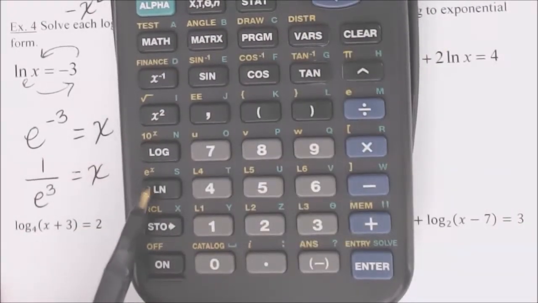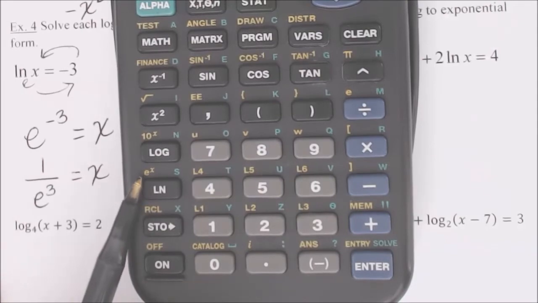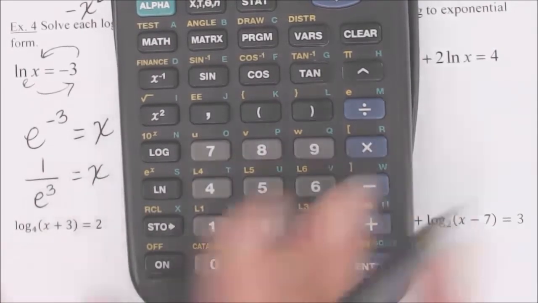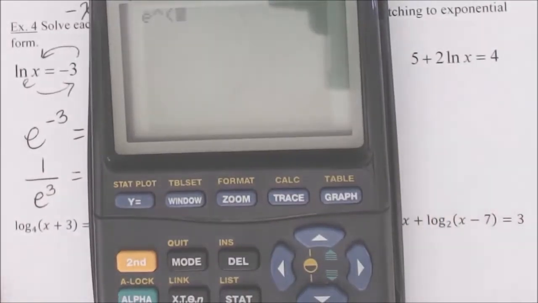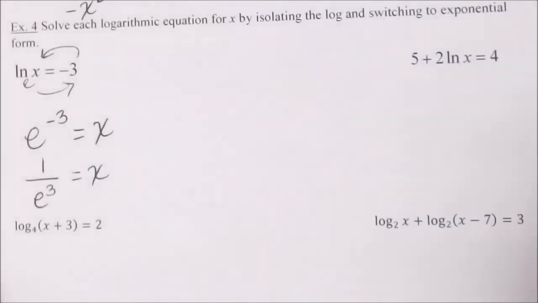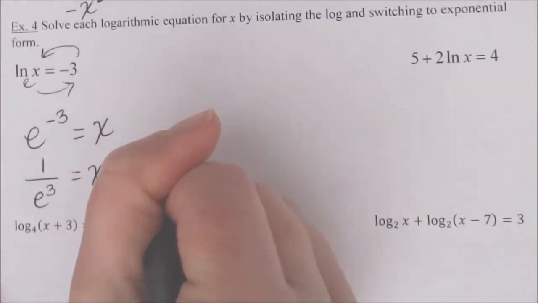So let me make sure you see this. The e key is right above the natural log key. In my calculator, I have to hit the shift or the second key. So I've got e to the negative third power, and I get about 0.0497. So I'll just round it and say 0.05.